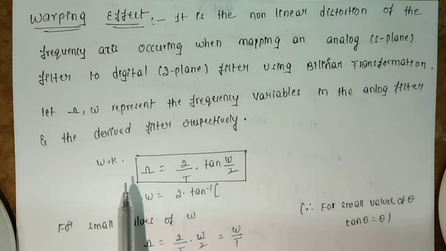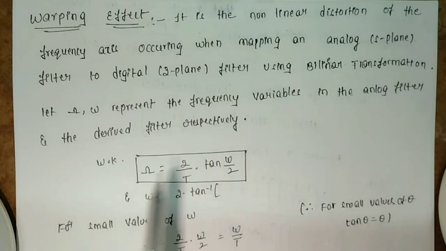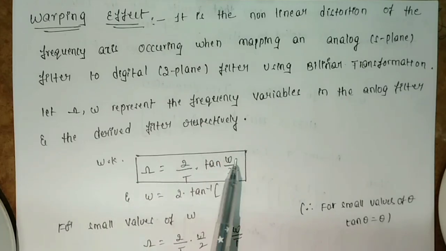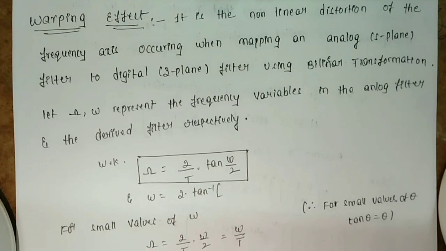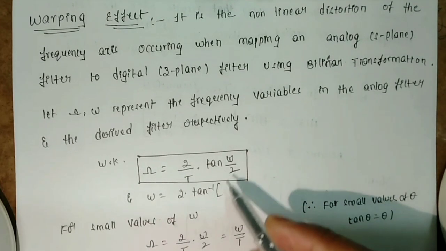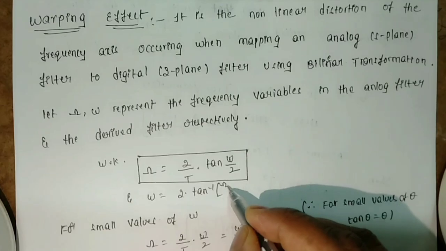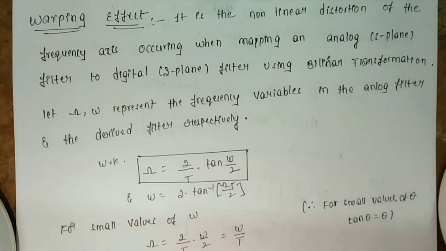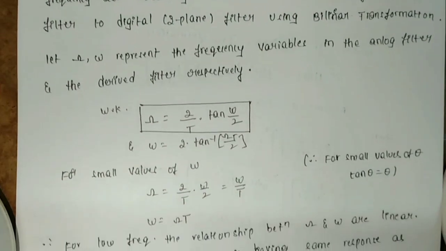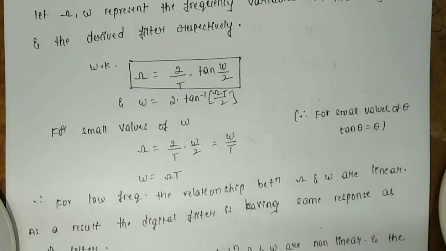The relation between the angular frequency and the digital frequency is: capital omega is equal to 2 by T into tan of omega by 2, and omega is equal to 2 tan inverse of capital omega into T by 2. This is the formula. To explain this concept we will take the help of mathematical values.